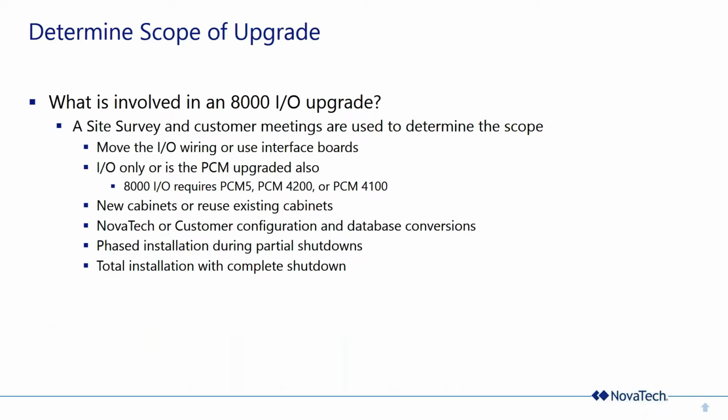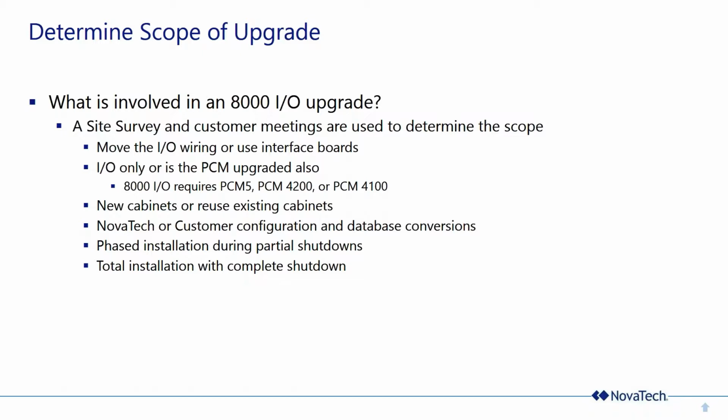The first thing is you need to determine the scope of the upgrade. And we do that working with you while we do a site survey. We meet with you and we talk over what it is, what your objectives are. We look at the existing system, and based on what we're able to find out during the site survey, we determine what are feasible upgrades.